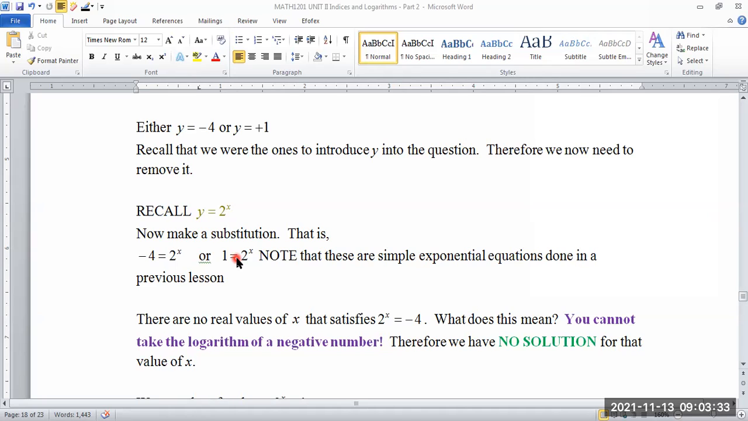Never attempt it, I'm stuck. You must approach your questions with confidence. Did anybody do this one? 1 is equal to 2 to the x? Yes, sir. What did you get for this answer? 0, sir. You got 0? All right, so let's go.